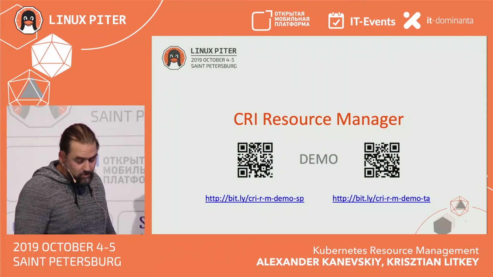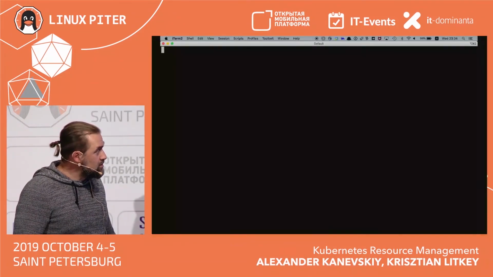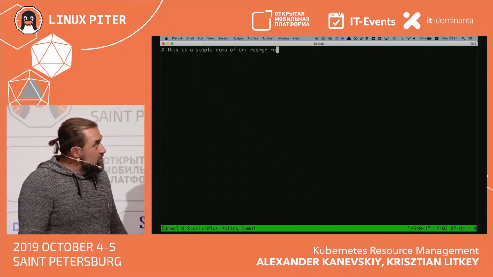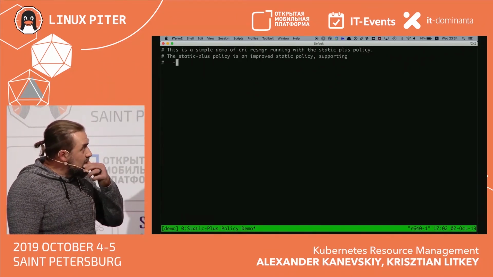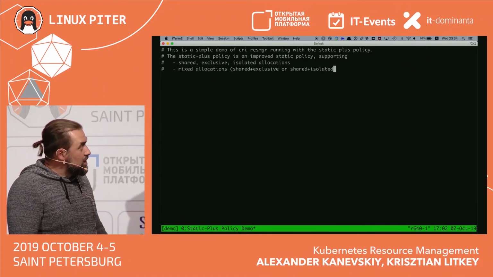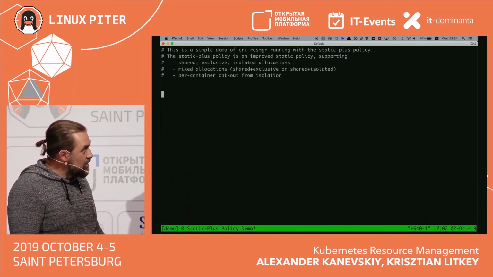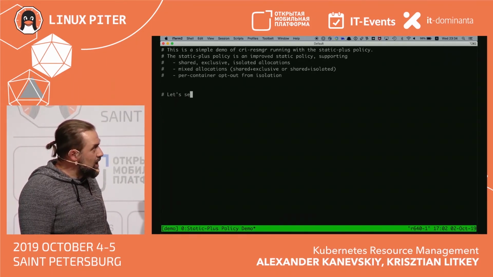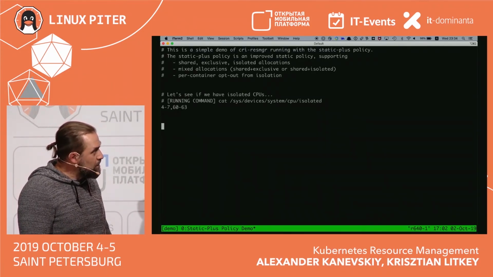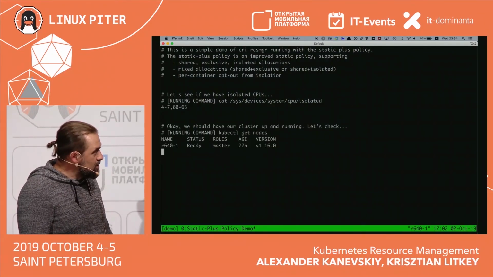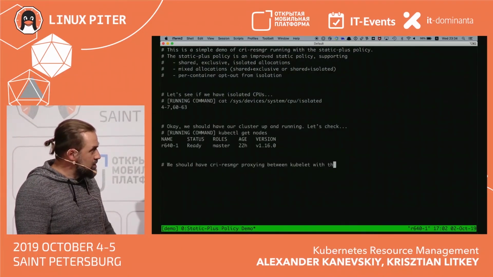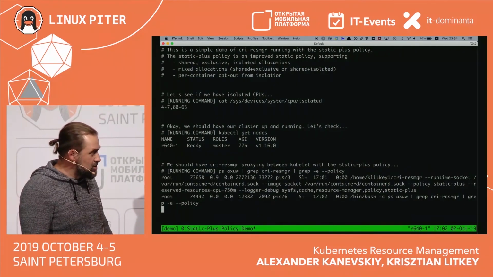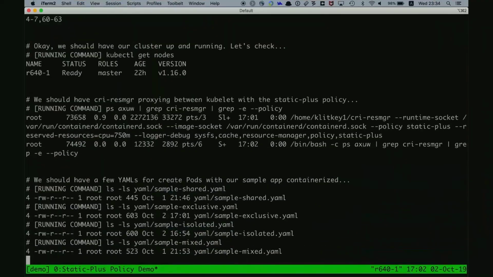So let's first take a look at the static plus. The static plus policy is basically an improved version of the static policy. It can do shared, exclusive, and isolated allocations and mixed allocations. These are basically about what kind of CPUs you are allocating to a container. So we have a single node cluster with some isolated CPUs, a two-socket system with subNUMA clustering enabled, so we have 4 NUMA nodes.